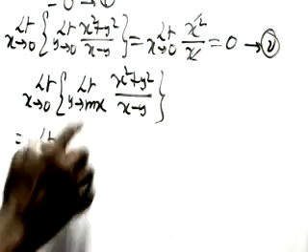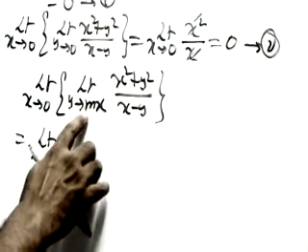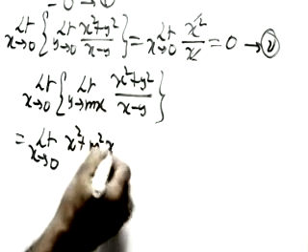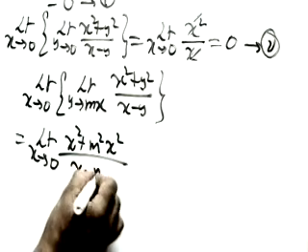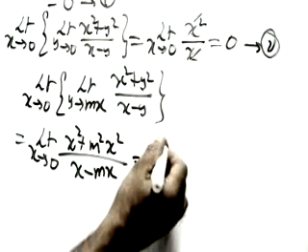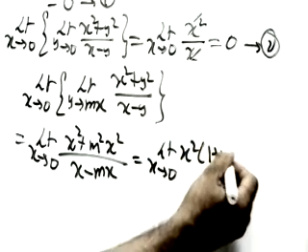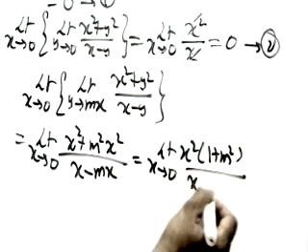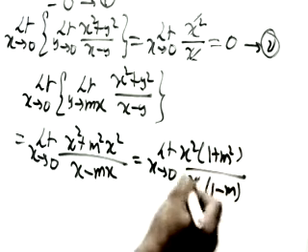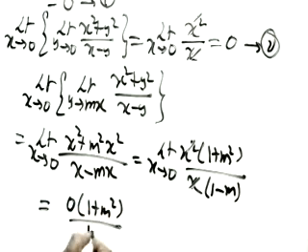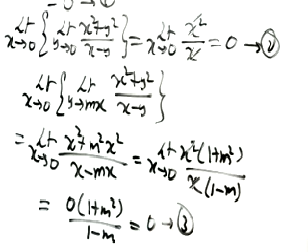So let you do one thing: limit x tends to 0. If you substitute mx in place of y, it will be x square plus m square x square divided by x minus mx. You take common factors from the numerator and denominator. If you take x square common, it is left with 1 plus m square. If you take x common, it is left with 1 minus m. Now if you substitute 0, it will be 0 into (1 plus m square) by (1 minus m). So 0 into a number is 0. So from this path also we get the same value.